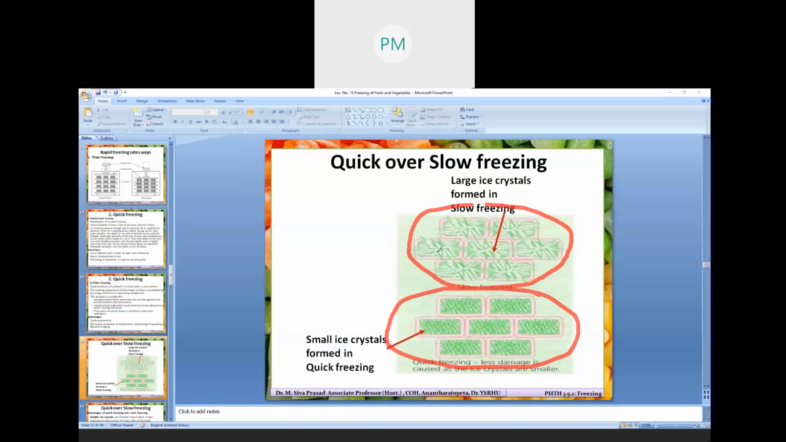So when these larger ice crystals pierce the cell walls, they cause damage to the cells, and the liquid, called metacryolytic liquid, starts oozing from these cells. That is the great disadvantage of slow freezing. Whereas in quick freezing, you don't see such a problem because the ice crystals formed are very small. Clear? Go to the next slide.